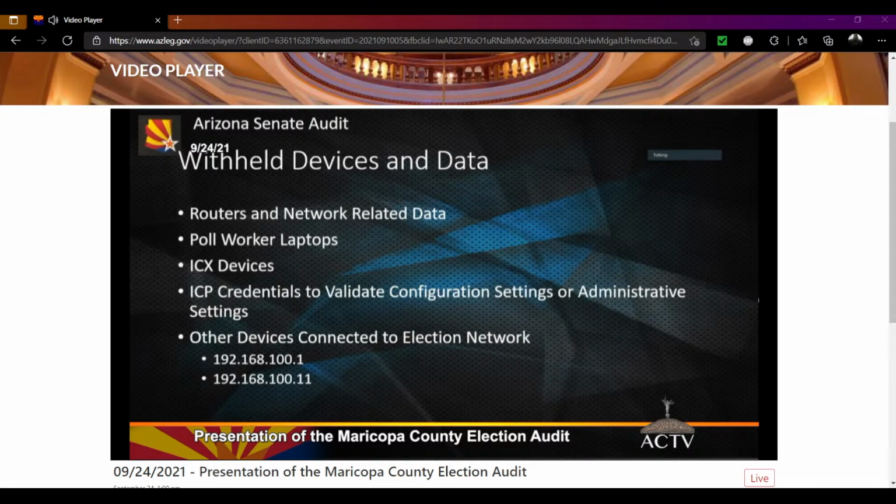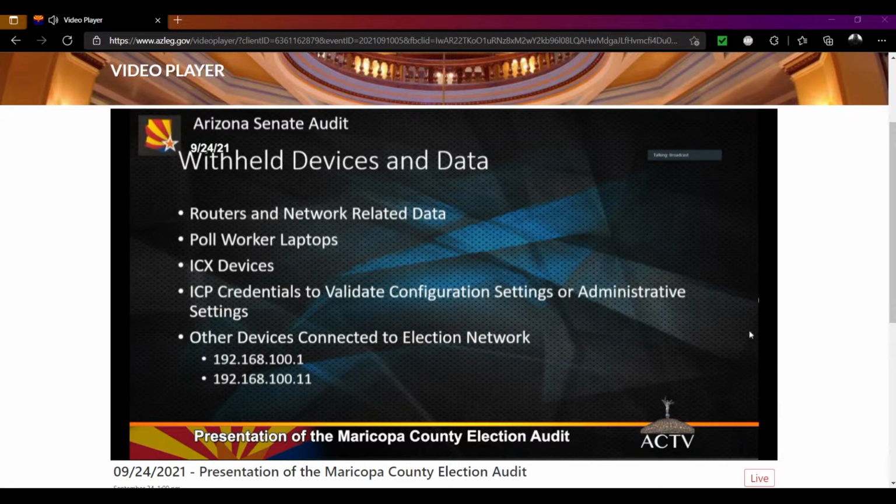I would like to sit here today and tell you that I had fully ruled out any unauthorized access, but given the lack of access to this information, I cannot do that at this time. It is our understanding that there has been an agreement reached with Maricopa County, and I look forward to getting access to this data so that we can complete these findings.